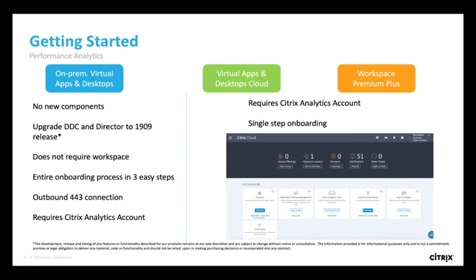So how do we go ahead and get started? The really good news is that for on-prem customers, no new components need to be added. So no new installs, nothing like that. All you have to do is upgrade your Delivery Controller and your Director to 1909, which will be our next release, and will be out before Citrix Performance Analytics goes live.